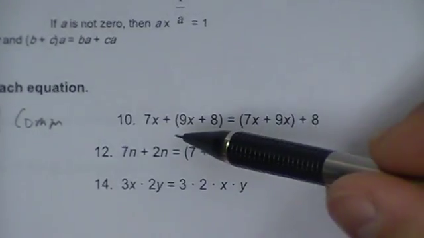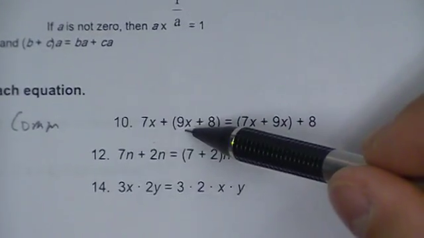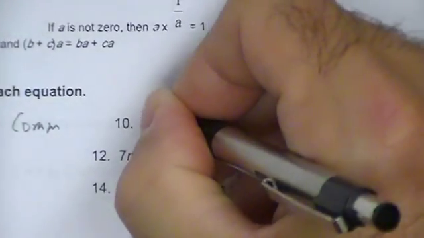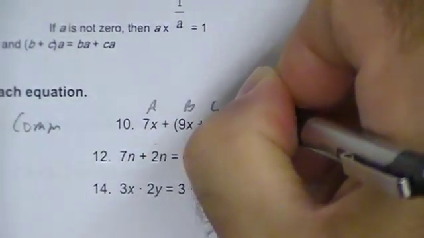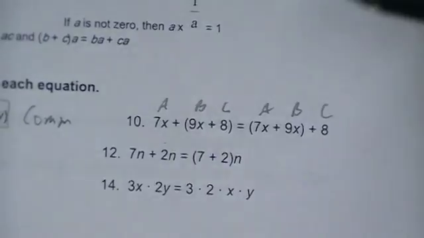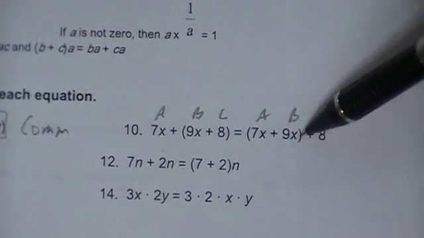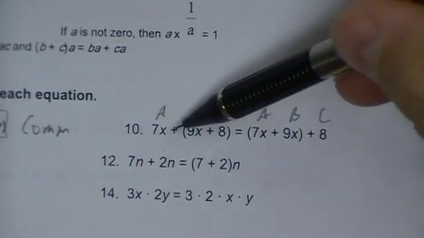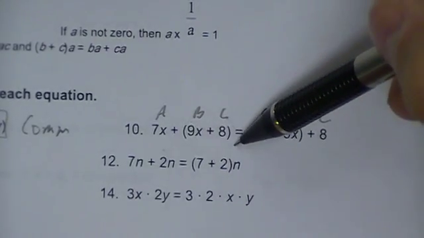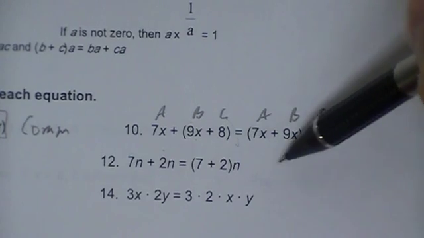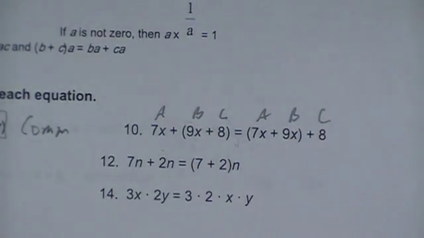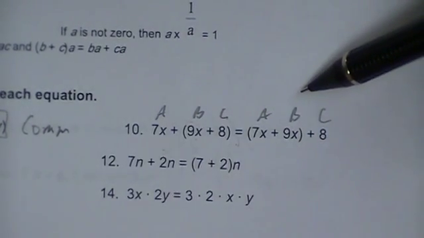If you look at this, you've got 7x, right? So you've got an A, a B, a C, an A, a B, and a C. If you look, they're in the same order. A is 7x, it comes first. B is 9x, it comes second. C comes third. They put parentheses around B, C over here, and they put parentheses around A, B there. So they just changed where the parentheses were, okay?